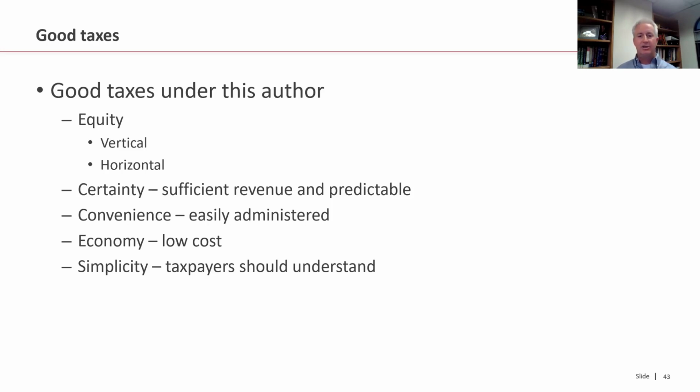Certainty means that taxes are predictable and there's enough of them for the government to operate. Income taxes have become less predictable than before. I think we talked a little bit about estate and gift taxes changing from year to year. Now we're in a system where income taxes are changing from year to year, and not just the cost of living adjustments. Those are all very predictable.